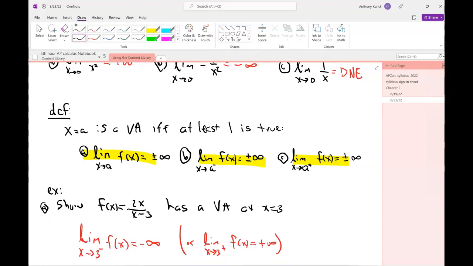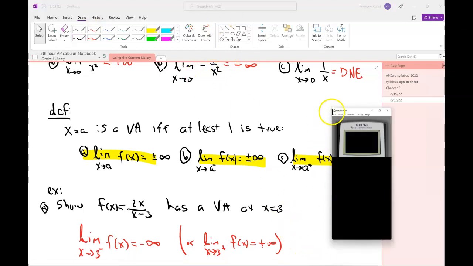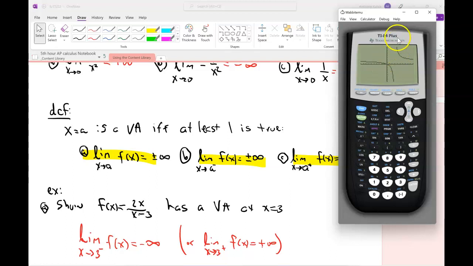Victoria? How do you know it's not the other? Because the right-hand limit is positive infinity and the left-hand limit is negative infinity. Okay, so that I would know the limit at 3 doesn't exist. But I do have the left-hand limit and the right-hand limit being infinite, which is enough.